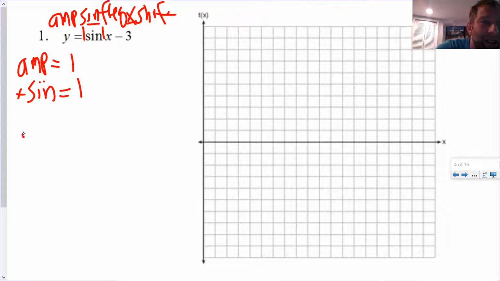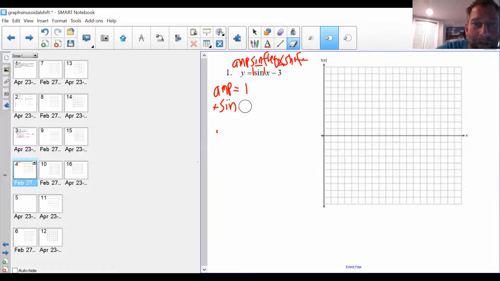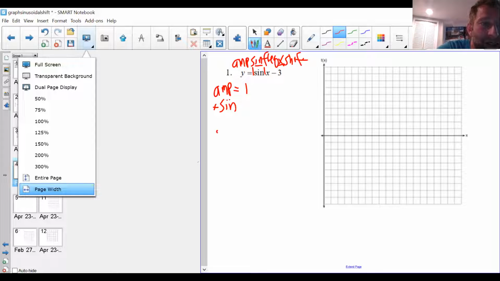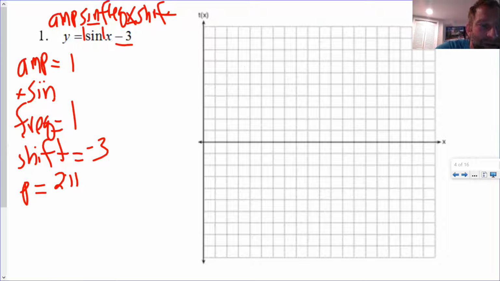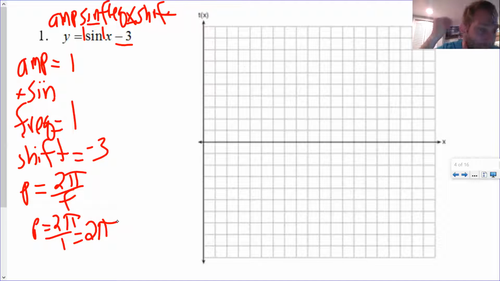My positive sine. My freq is 1. And then my shift is what comes after the x, which is -3. My period I need, it's 2 pi over the frequency, which is 2 pi over 1, which is 2 pi. And in this lesson, the period will always be 2 pi, but next lesson it will not be.